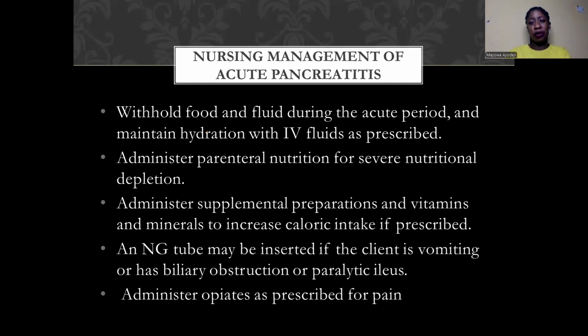Then you have to maintain hydration. The patient is on NPO, so definitely you have to provide another source of nutrients, which means you have to put up IV fluid as prescribed. Then you administer parenteral nutrition for severe nutritional depletion. Administer supplemental preparations and vitamins and minerals to increase caloric intake as prescribed. Then an NG tube may be started if the client is vomiting, or if the client has biliary obstruction or paralytic ileus. Administer opiates as prescribed, because these patients are in serious pain. So you have to make sure that you give them pain relief.